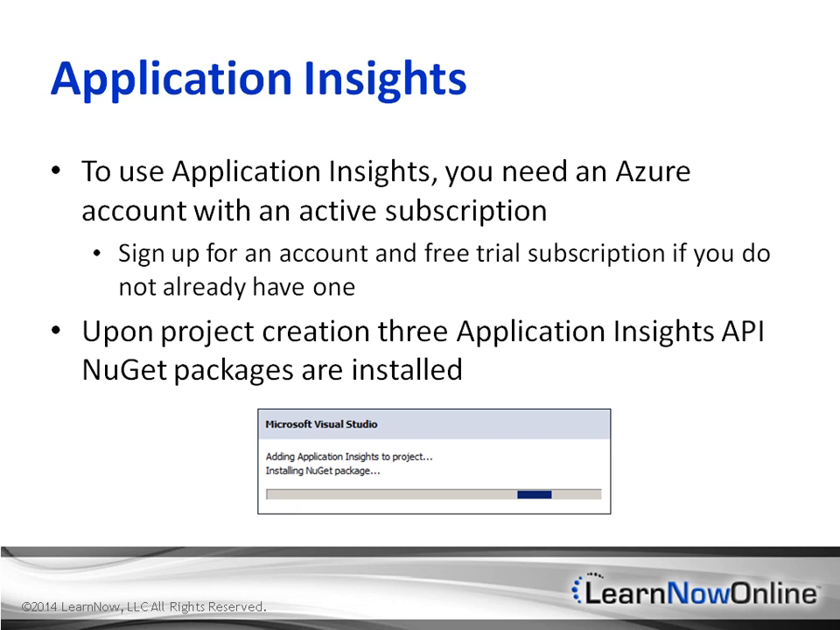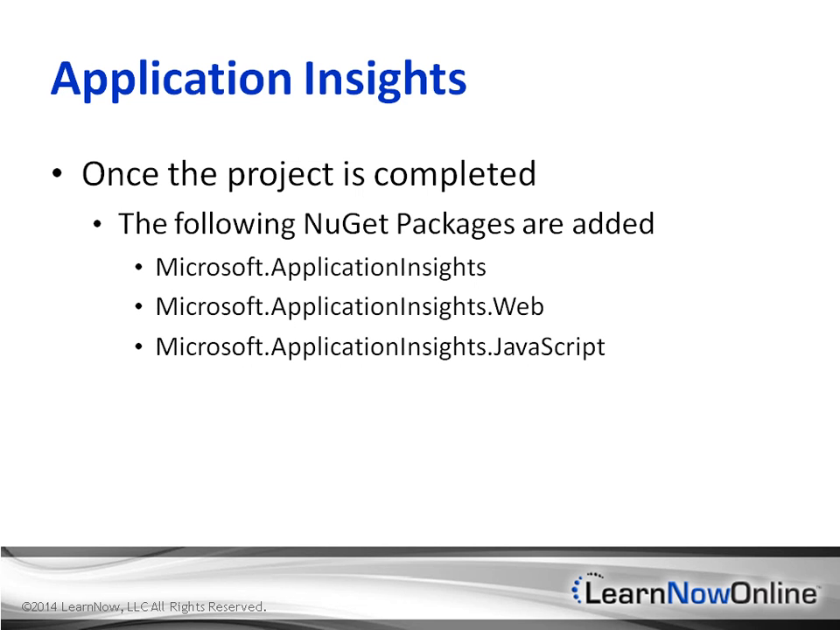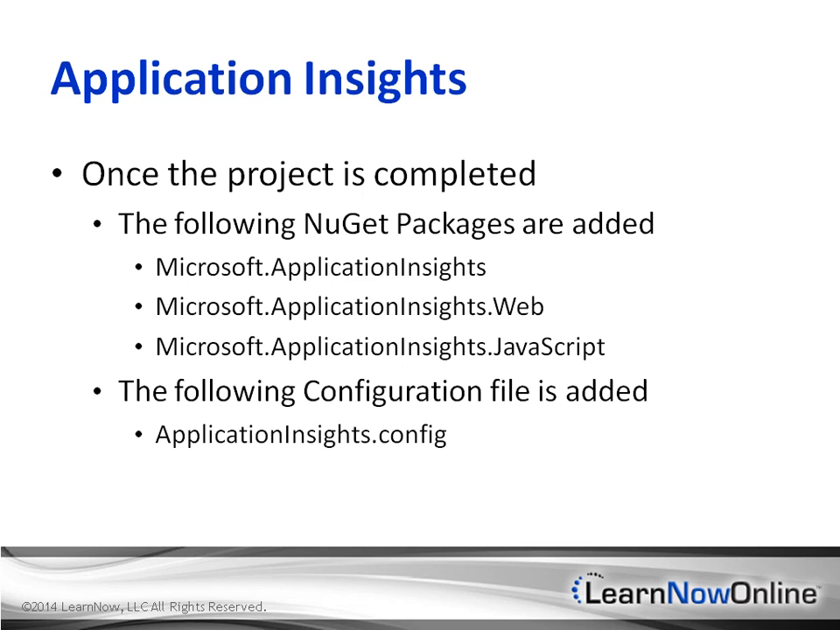Basically, when you add Application Insights to a project, when the project's created, it's going to add 3 Application Insights API NuGet packages. Those 3 packages are Microsoft.ApplicationInsights, Microsoft.ApplicationInsights.Web, and Microsoft.ApplicationInsights.JavaScript. Also, a configuration file is added to your project called ApplicationInsights.config.